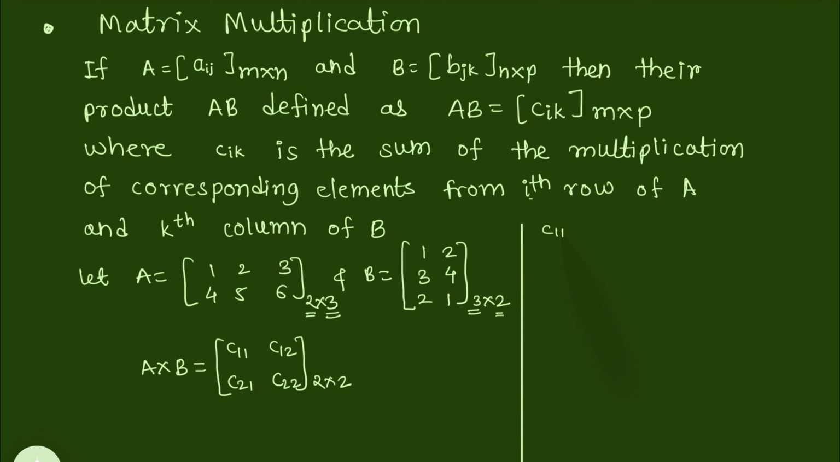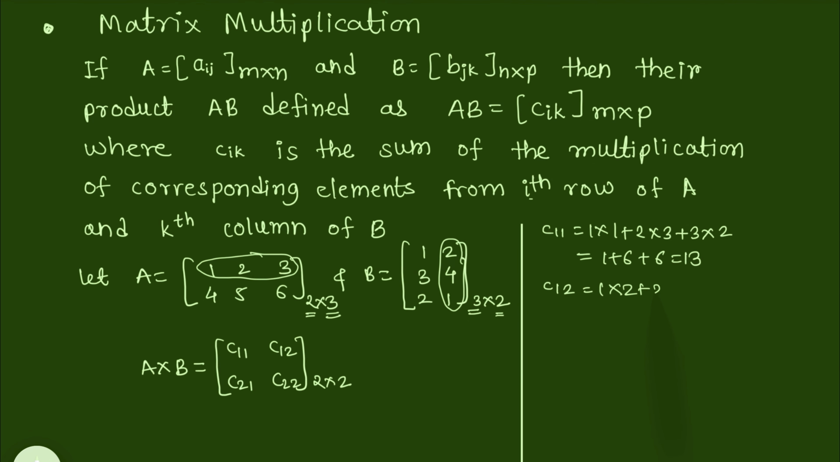Now let's calculate C11, which is the multiplication of the first row in A to the first column in B, which is 1 into 1 plus 2 into 3 plus 3 into 2, equal to 1 plus 6 plus 6, which is 13. Now C12, which is the multiplication of the first row to the second column, which is 1 into 2 plus 2 into 4 plus 3 into 1, equal to 2 plus 8 plus 3, which is 13.